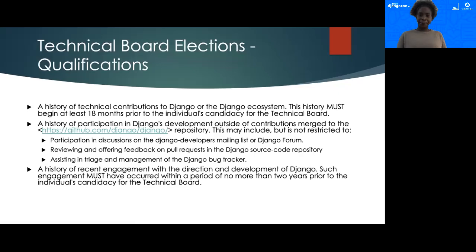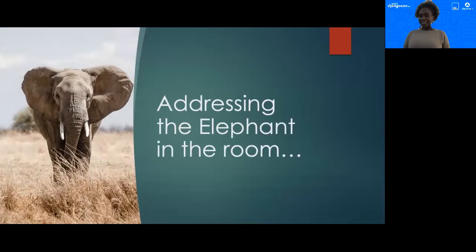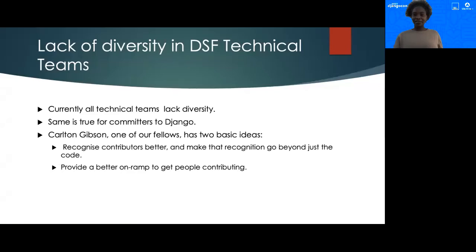We definitely need to address the elephant in the room, which is the lack of diversity in all the technical teams of the DSF and the technical board. Currently, all technical teams lack diversity and are filled mainly with white males from the US, Europe, and Australia, and very few fall outside this demographic. This is a problem which, however, does not have an easy fix or a patch you can apply overnight. It requires the Django community to put in some effort and years in rectifying this.